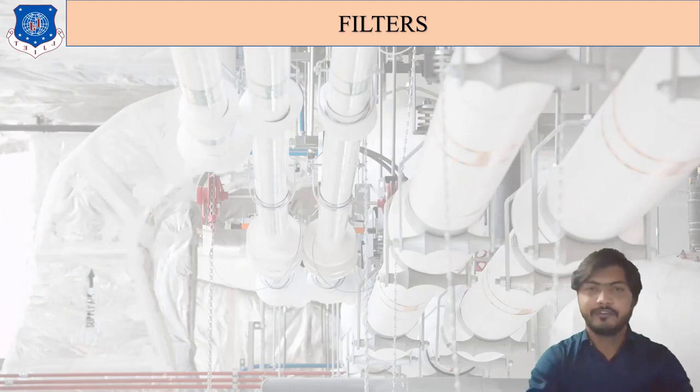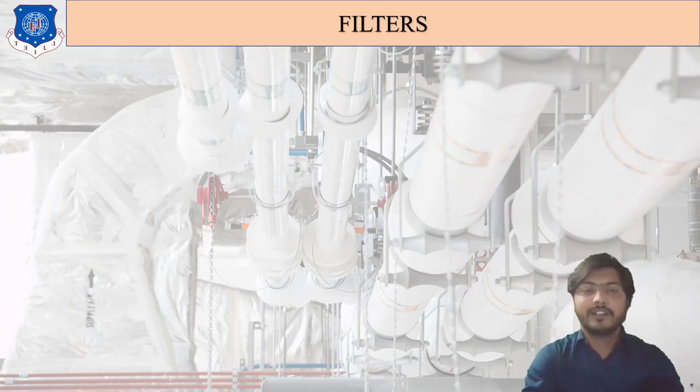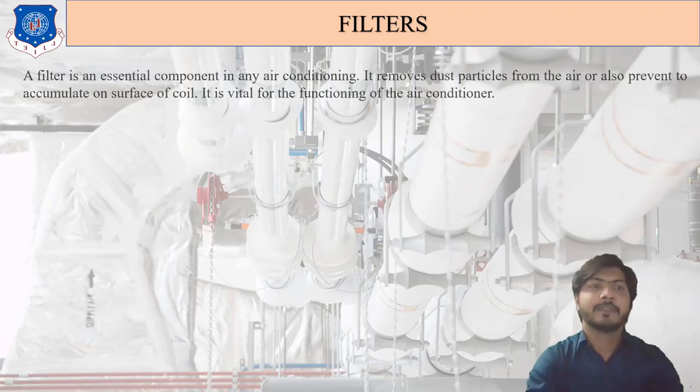Next is another component, the filter. The first component, the fan, we already discussed in the previous slide. Now, what is a filter? A filter is a component in air conditioning used to remove dust particles, bacteria or harmful gases from the air. A filter is an essential component in any air conditioning system. It removes dust particles from the air and also prevents accumulation on the surface of the coil.